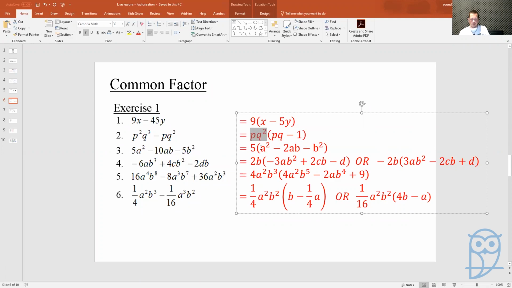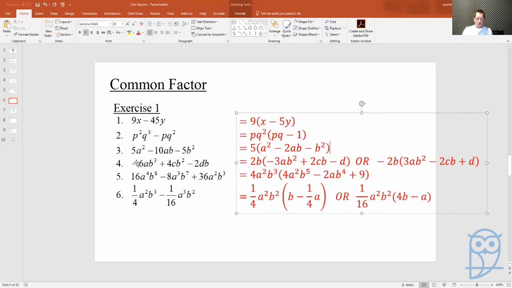But it's important to remember that with all of this, there is no other common factor. Even though a appears in 2 of the 3 terms, it's only 2 of the 3. So it's not a common factor to all of them. B appears in 2 of the 3, but not in all 3, and therefore it's not a common factor.